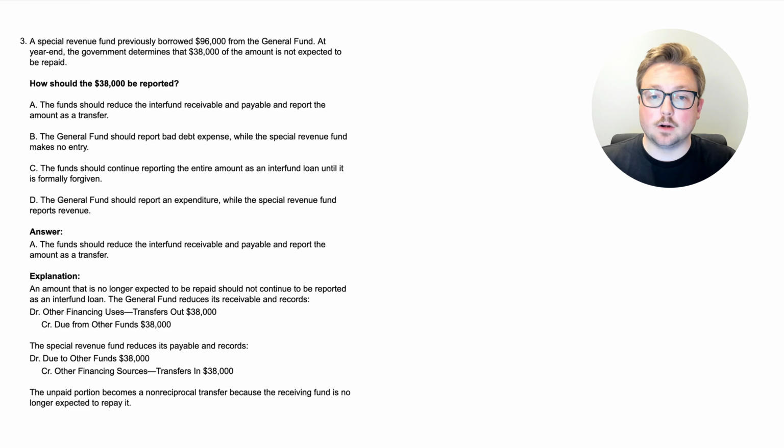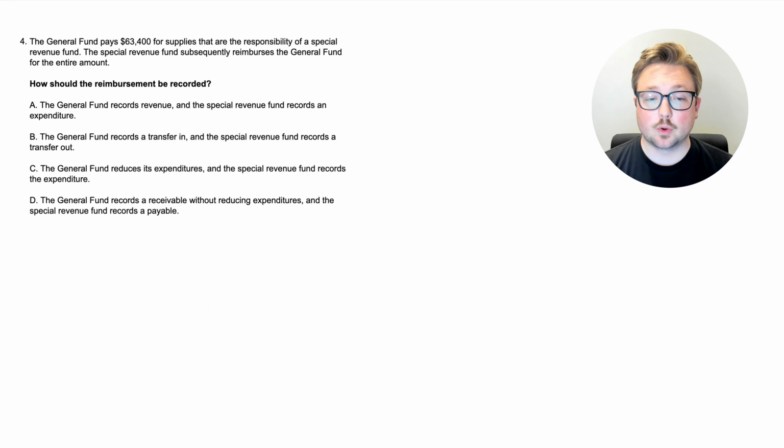So this is where something that normally is reciprocal, which is an interfund loan, becomes non-reciprocal if they can't pay it. So they're just counting it as a transfer in and a transfer out, and they're getting rid of the payable and the receivable that is not going to be repaid. So again, we learned a little bit more there about how some of the different interfund activities are treated. Now let's go to the next question.